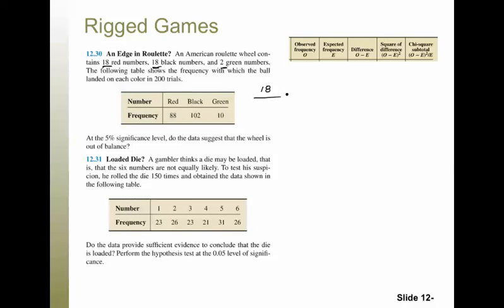Divided by? Not 200. It would be the total number of possibilities. Would be 38, right? Well, we're just developing the relative frequencies. We haven't gotten there yet. So this is just the relative frequencies. So what's 18 over 38?